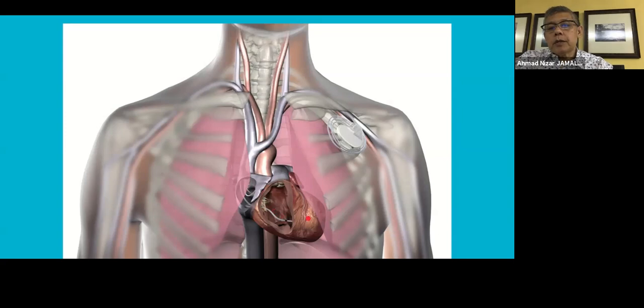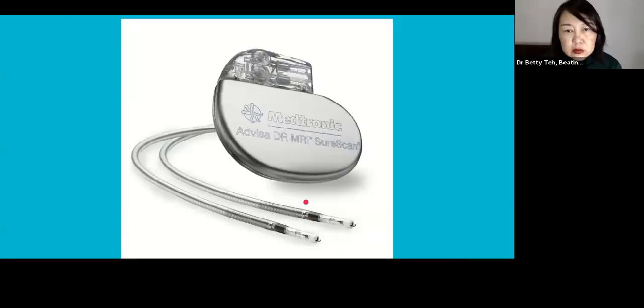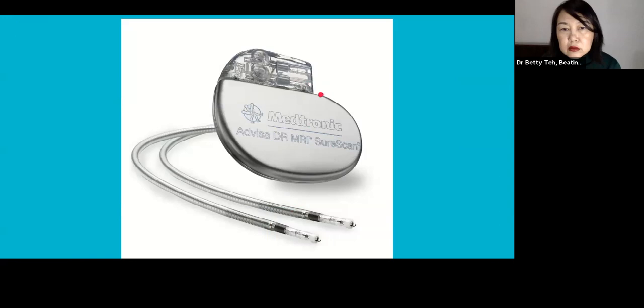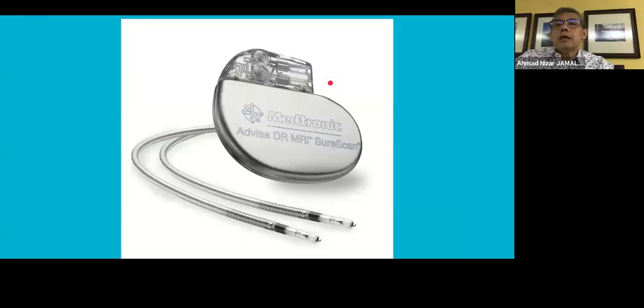So the next slide is an example of a dual chamber pacemaker. So you have two leads, and both these leads at the moment are screw-in leads, and they're connected to the pacemaker, which generally does the sensing as well as the pacing. Okay. So what do you get when you see an ECG with a patient with a pacemaker?